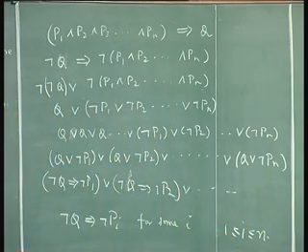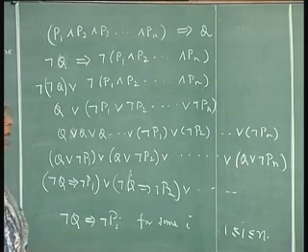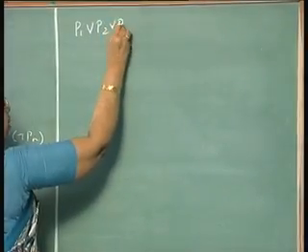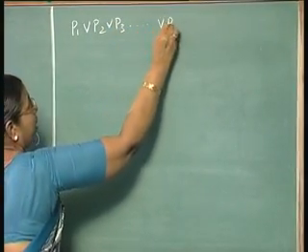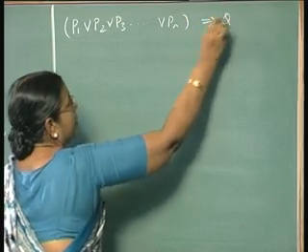So, if the statement is of the form P1 and P2 and P3 and Pn implies Q, then it is enough if you just prove one statement like this. Again, some sort of an indirect proof we are using. Now, the statement can be something like this: P1 or P2 or P3 or Pn implies Q.